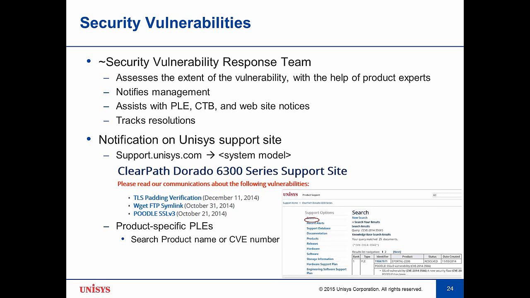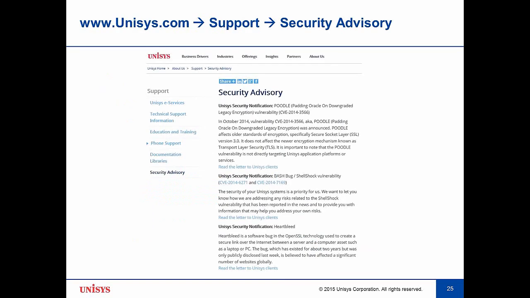For the most highly publicized ones, we actually put something up on the unisys.com main pages. If you go to www.unisys.com and go to Support, and then click Security Advisory, you'll see advisories such as the one that I've shown on screen here for Poodle, Bash, and Heartbleed.